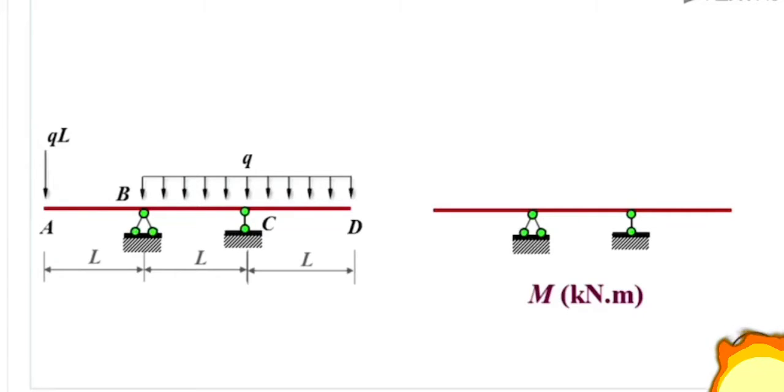Section B's M is equal to QL times L, so that's QL squared. For the CD part, it could also be considered as a cantilever beam. Under the action of uniformly distributed load, upper side in tension, and the bending moment diagram should be a parabola. For section C, its M is equal to half of QL squared. So we connect section B, C, and D's M.